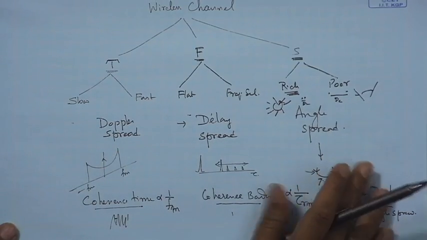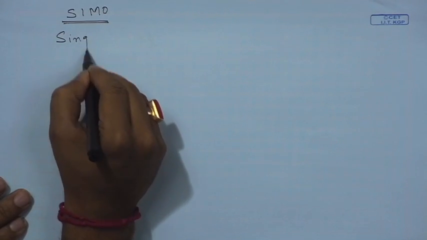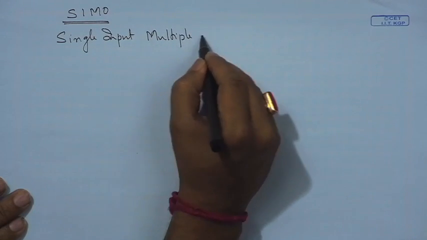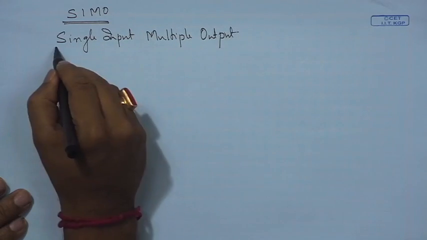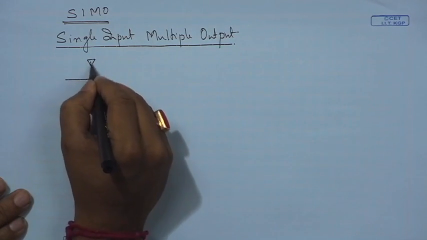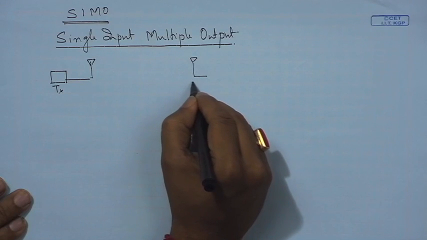So that's how we would define a rich scattering environment and a poor scattering environment, and that would bring us to a kind of description in the time, frequency and space dimension of the wireless channel with which we started quite some time back. So now we move forward and try to look at the SIMO channel. The SIMO channel, as the name says, is single input, multiple output. That means we are looking at a situation where the transmitter has only one antenna and the receiver has multiple antennas.